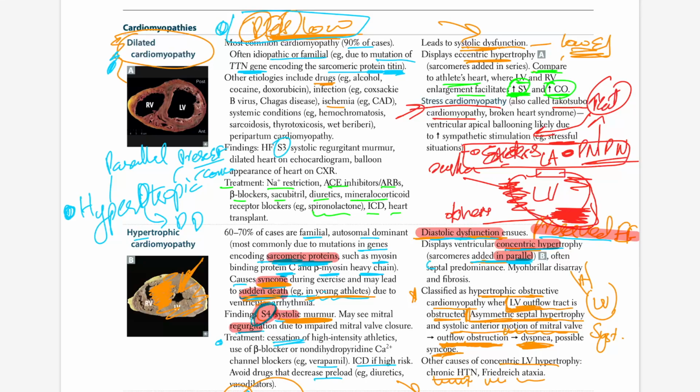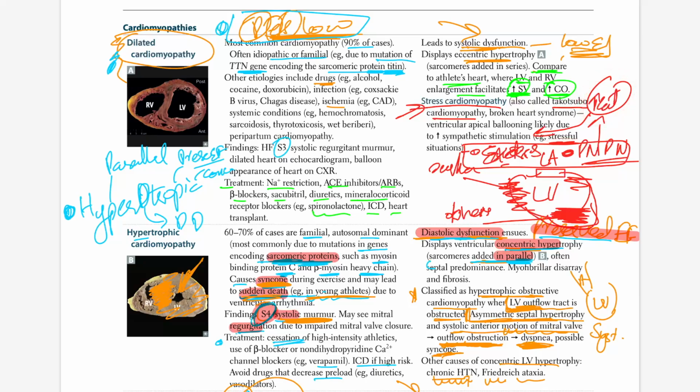It is most commonly idiopathic or familial. In familial, you have TTN gene mutation, which encodes for the sarcomere protein titin. Other etiologies, drugs, ischemia, anything you name it is here. Other than that, S3 heart failure could also be seen here, and ballooning appears on the chest X-ray. Important thing is a stress cardiomyopathy, which is stress induced, in which you increase the catecholamine.